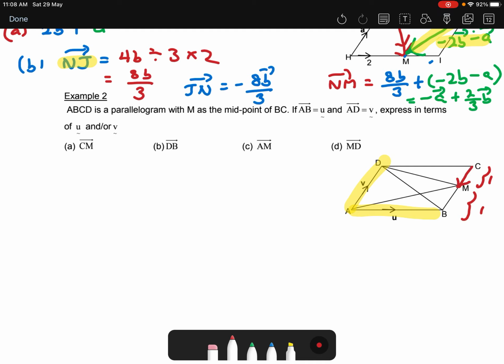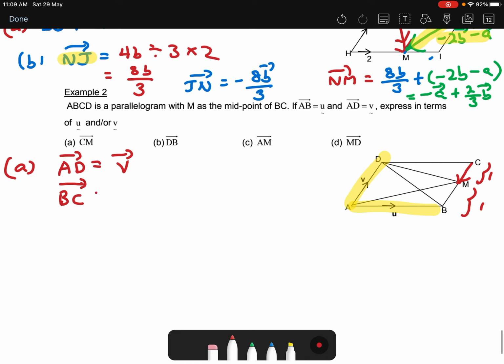Okay, so now, for part A, we use the idea of equal vectors. Remember, equal vectors means that you are the same magnitude and you are pointing in the same direction. Okay, so since AD is equal to V, I also know that BC, notice it's not CB, it's BC, is also equal to V because they are equal vectors.